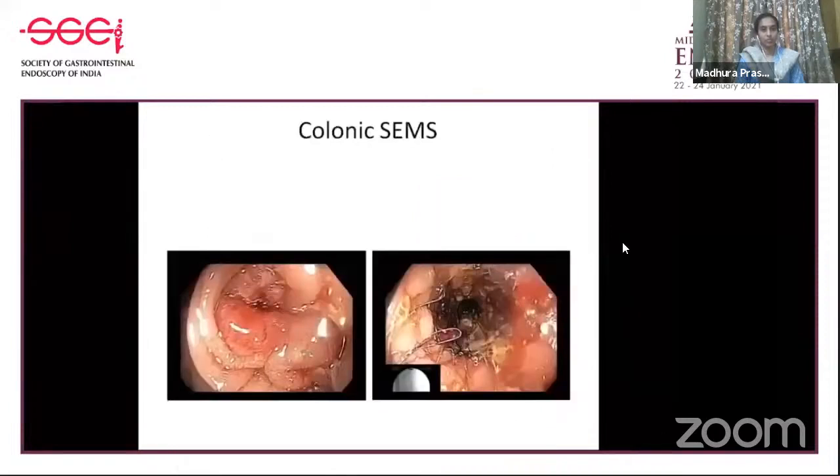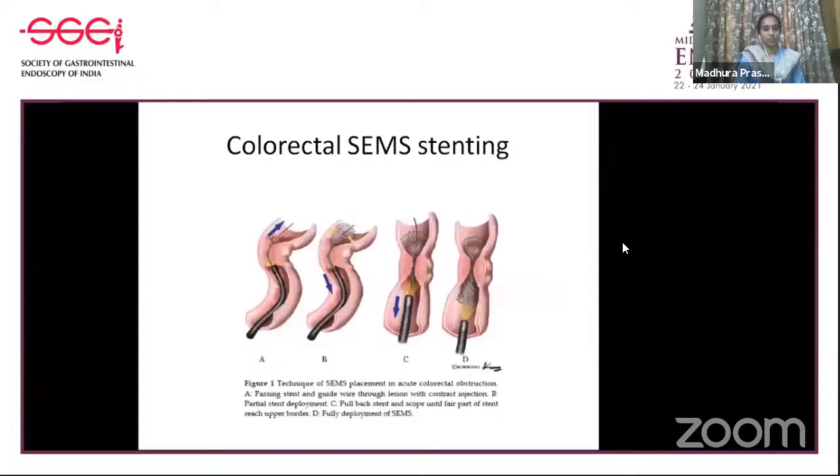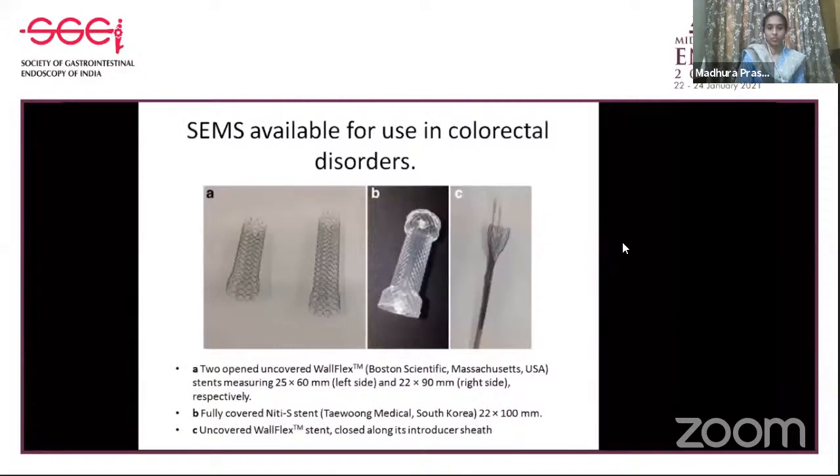Now, coming to other things, malignancies and other complications in the colon: colonic SEMS insertion. Colorectal SEMS stenting technique is simple. Most commonly we use an uncovered SEMS, and it's important to have fluoroscopic guidance. There are through-the-scope stents, so we can have direct visualization and insert them. Radiologists also insert them, but here we do it properly under visual and fluoroscopic guidance. We pass a stent and guide wire, inject contrast to make sure it's in the right place and not in a false tract, do a partial stent deployment, pull back, and then deploy the entire stent.